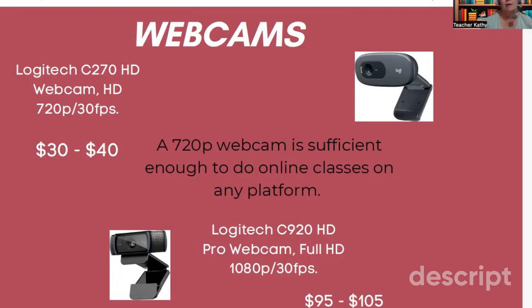Okay, and the bottom one that I've got there is a little bit higher quality one. This is also Logitech, the C920 HD Pro webcam. It's got full HD and it's 1080p. And so the resolution is quite high, and it goes for between $95 to $105. So it's a lot more expensive than the lower range one, but obviously you're going to get a better picture with it. But that other one that I showed you just now is going to suffice because it's already got the 720p, and that's what you are needing.